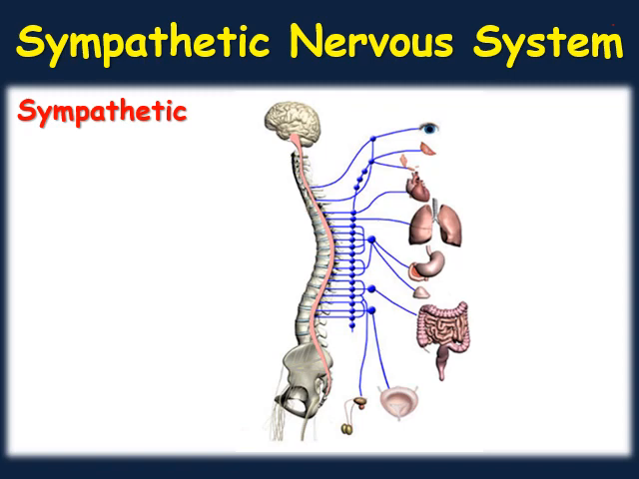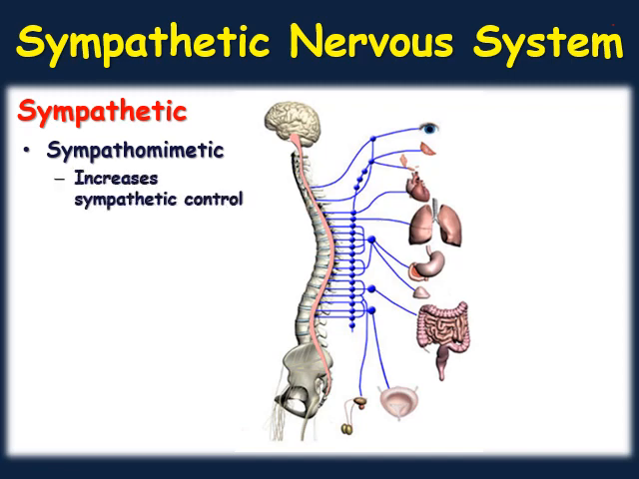All right, in this video, I'm going to go over the sympathetic nervous system. So we know there's two different branches of the autonomic nervous system, the sympathetic and parasympathetic. And the one we're going to cover is the sympathetic. In the sympathetic, you can give a drug that's called a sympathomimetic. Mimetic means to mimic. So if I gave something that was a sympathomimetic, that's going to increase the sympathetic control over the body. It could be over the heart, it can be over the lungs, wherever the sympathetic is controlling at that time.